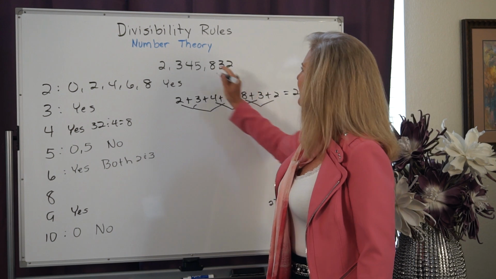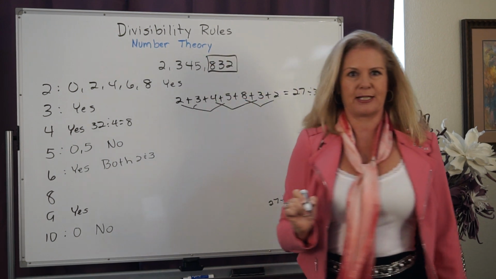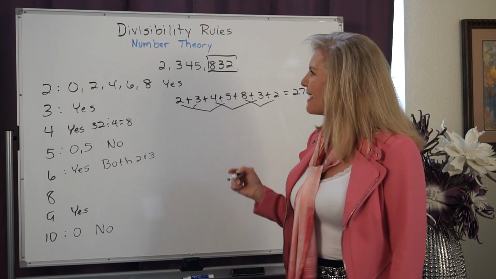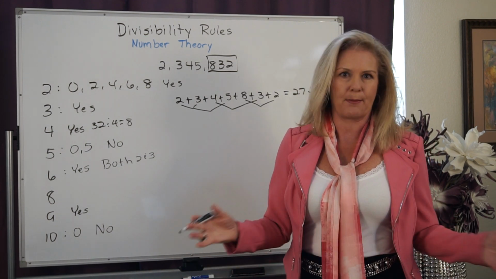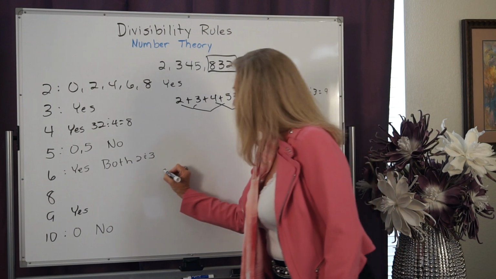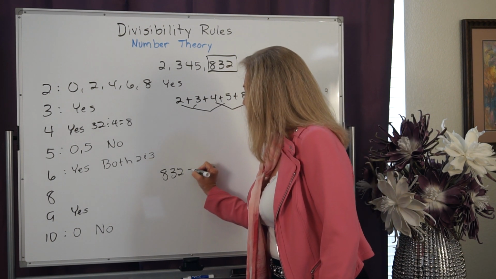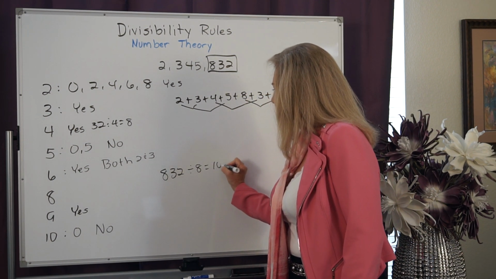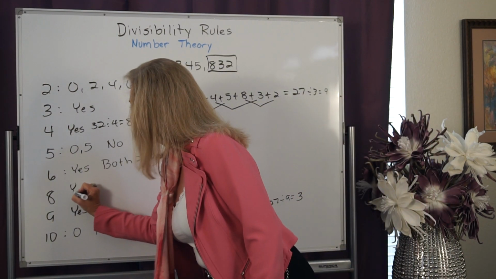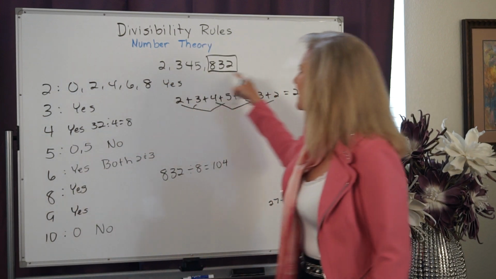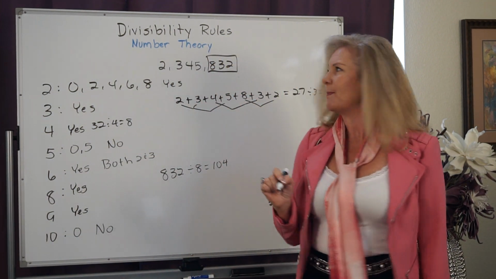8 takes a look at the last 3 digits. And if I take a look at those last 3 digits and they're divisible by 8, then the whole number is divisible by 8. Well, I know that 832 divided by 8 is 104. Because that's a whole number answer, yes, this entire number is divisible by 8.